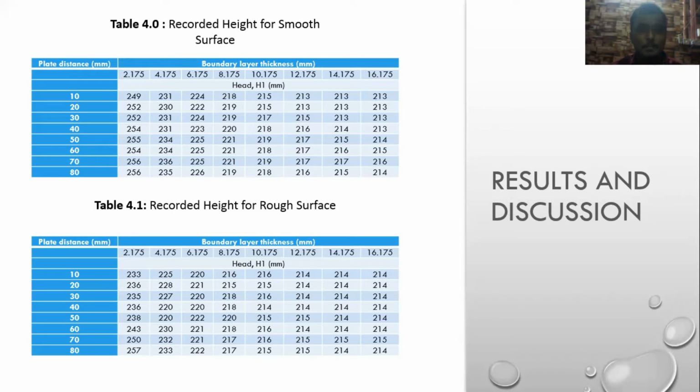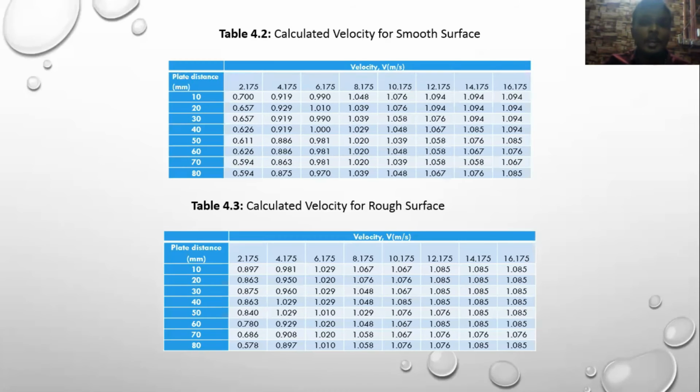This is the recorded height for smooth surface and recorded height for rough surface. From this we can calculate the velocity. This is the calculated velocity for smooth surface and rough surface. This we calculate by using the formula given by our lecturer.